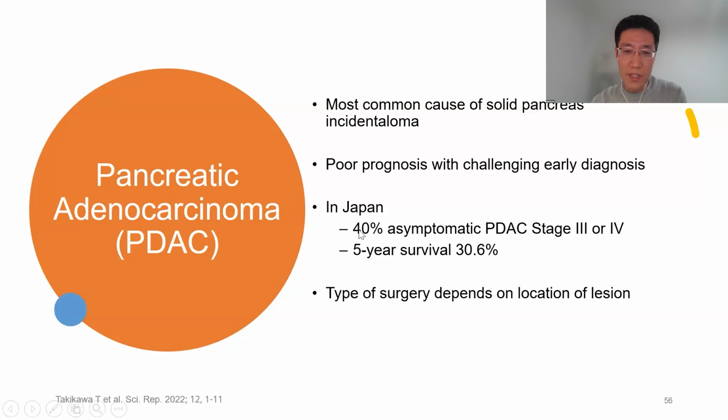So in Japan, what they've done is 40% of asymptomatic cancers of the pancreas are found to be in stage 3 or 4. And their 5-year survival is 30%, which is quite remarkable. About 15, 20 years ago, the 5-year survival of pancreatic cancer was about 5%. That is quite remarkable compared to what we have in the Western world. And the type of surgery depends on the location of the lesion.